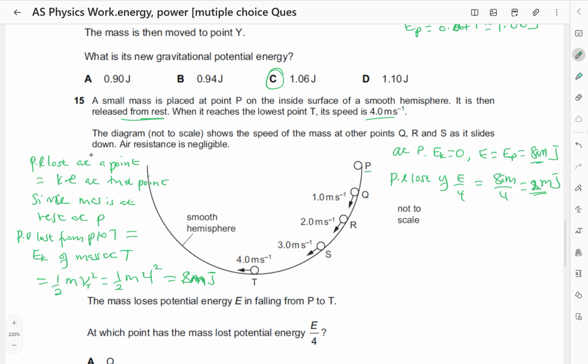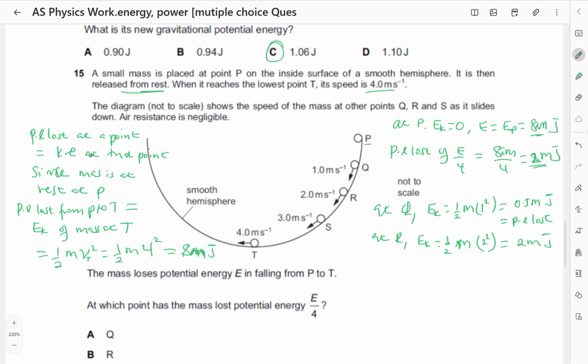Note very carefully that at Q, for example, the kinetic energy is equal to a half times the mass m times the speed, which is 1 squared. And this gives us 0.5 times m joules. So this is the same as the potential energy which has been lost from P to Q. Then we can check at R. At R, the kinetic energy is equal to a half times m times the speed, which is 2 squared. And this automatically gives us 2m joules.